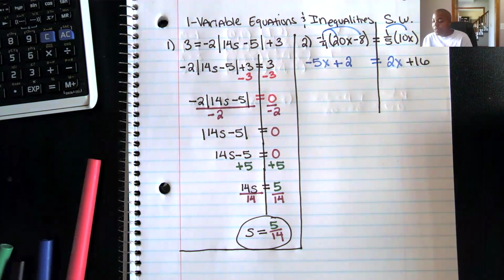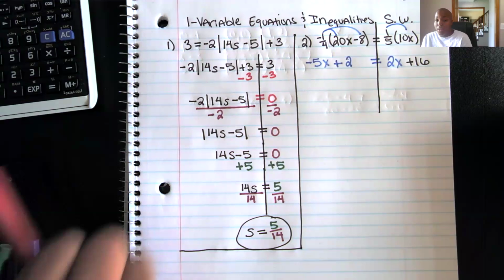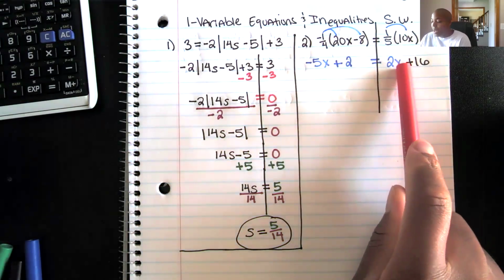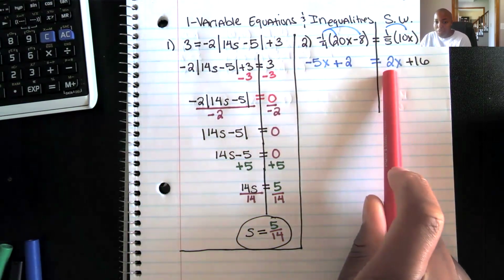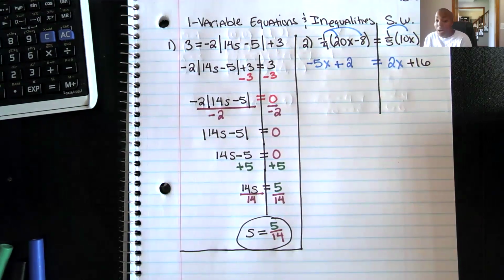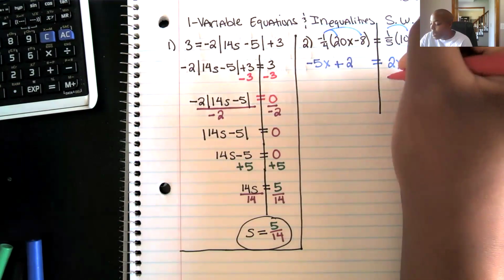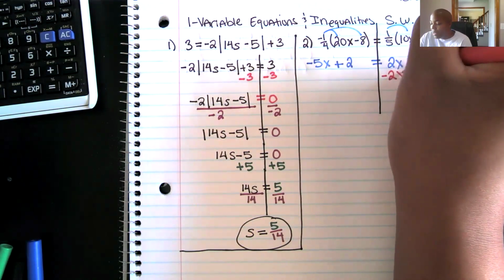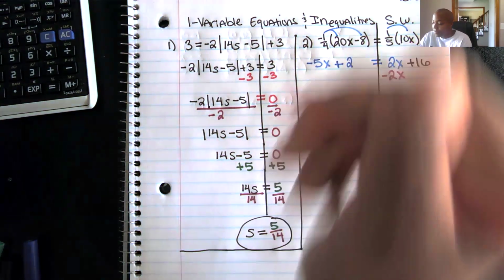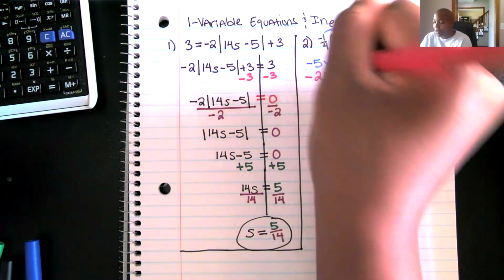Okay, now we want all of our variables to be on one side and all of our numbers to be on the opposite side. Let's start with our variables. I like my variables to be on the left, so I'm going to move the 2x over here. This is a positive 2x. To move it across the line, we do the opposite. Opposite of positive 2x is -2x. So we do -2x on both sides.